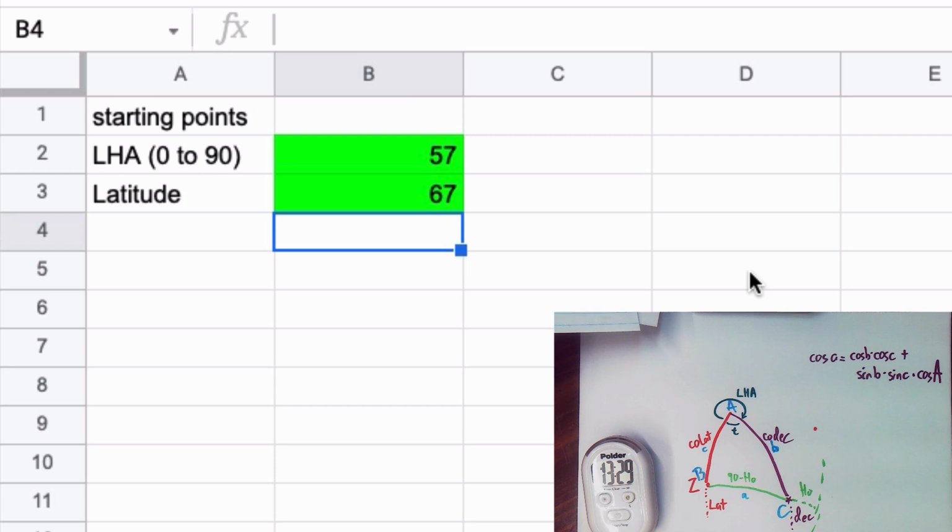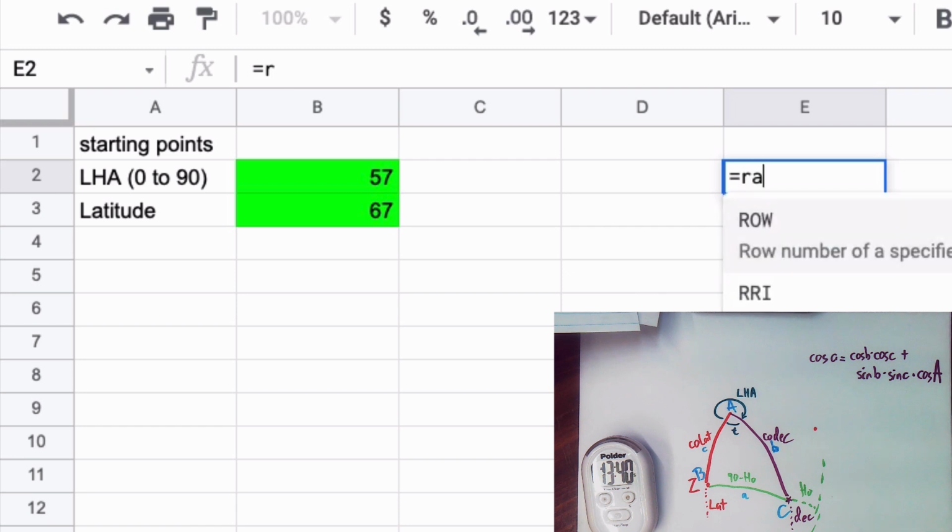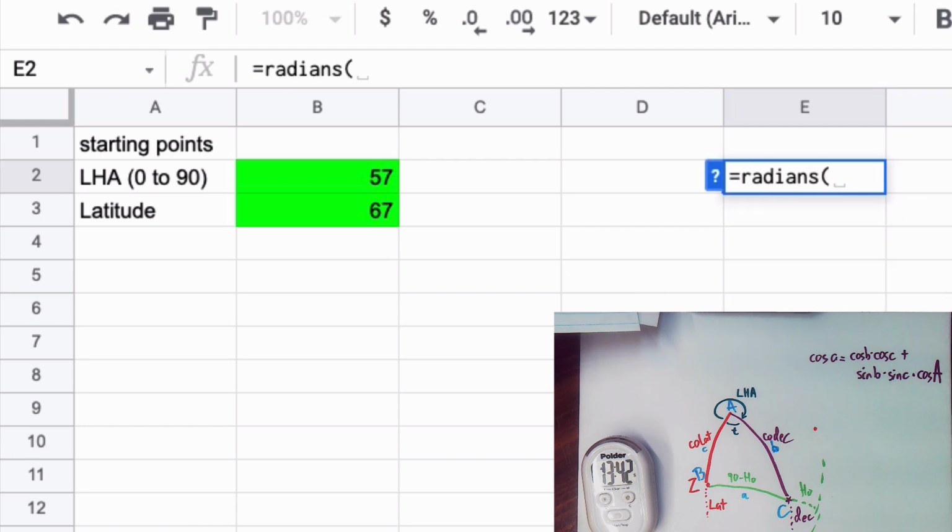Now, all the formulas that are used in the spreadsheets don't use degrees. They do everything with radians. So we're going to have to convert stuff to radians. And so we're going to get the radians of our LHA. Okay, and not only that, but we're going to call this LHA. We're actually going to be able to put that right in our formulas.